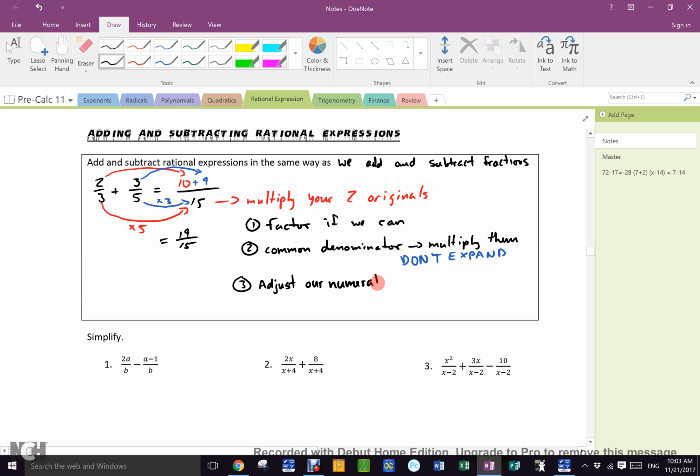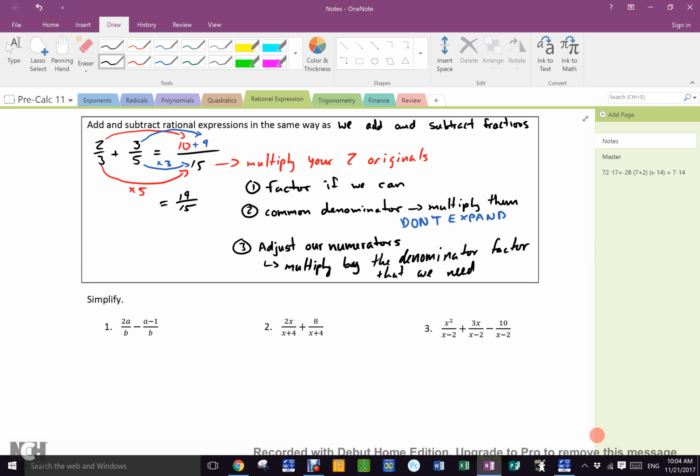And what do we do to each numerator? We multiply by what? What did we do to our denominators? What do we do to our numerators here? Right. We multiply by the denominator factor that we need. Denominator factor that we need. So we're going to start real easy here.